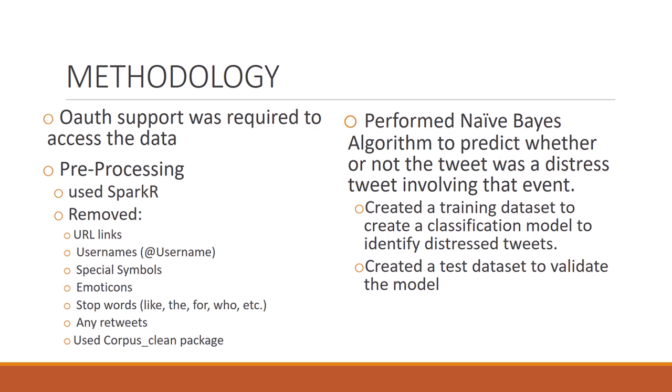The naive Bayes algorithm was then applied to predict whether or not the tweet was a distress tweet involving that event. So I created a training data set to create a classification model to identify distress tweets, and I also created a test data set to validate that model.